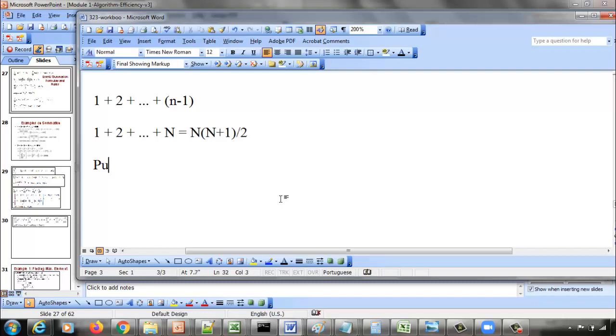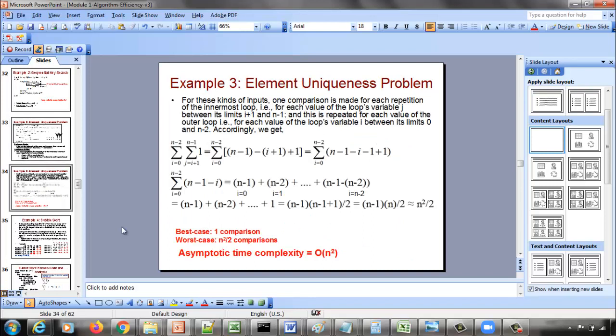So now put capital N equals n minus 1. Then we are going to have n minus 1 for capital N, then n minus 1 plus 1 over 2, which is simply n minus 1 times n over 2. And that's what I have put here. So n minus 1 times n over 2 is approximately n square over 2, in the sense that if you expand even this, it's going to be n square minus n over 2. And n square over 2 is the most dominating term. We can discard the lower order terms.